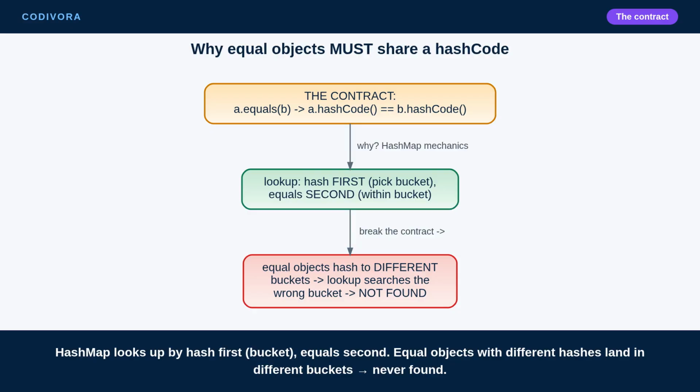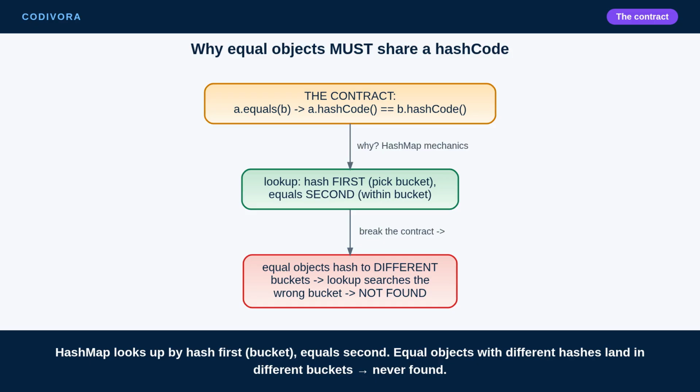The contract: if two objects are equal, they must have the same hashCode. Not a style rule, a mechanical necessity. HashMap lookup is 2 steps. Hash the key to pick a bucket, then use equals within that bucket. Break the contract, and 2 equal objects hash into different buckets. Your lookup searches the wrong bucket, and the object is simply never found.